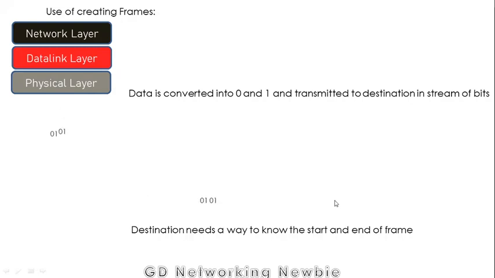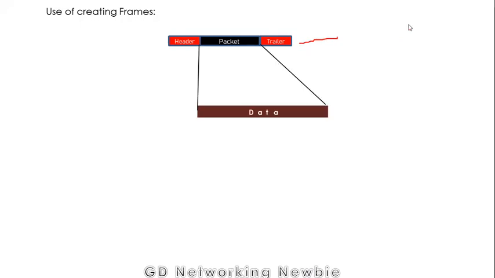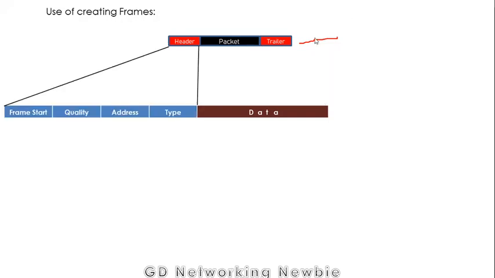So this information is provided in the frame. Here again, this is the frame which is created by the data link layer. It has three parts: header, packet, and trailer. In the packet, we actually have the data. And in the header part, we have some important information. For example, we have the information about the frame start. It means this indicates that the frame has been started. This is the quality field, and we also have address, and we have type.